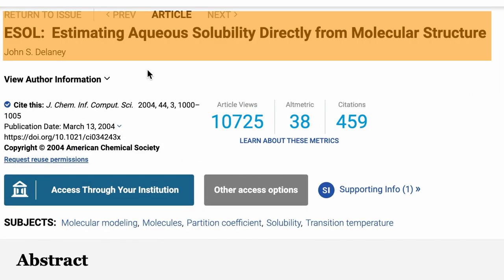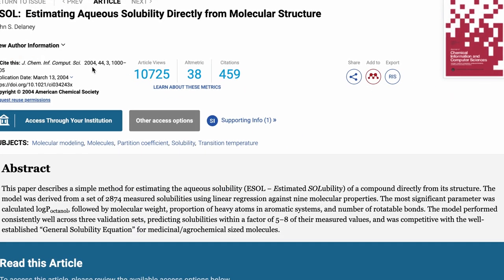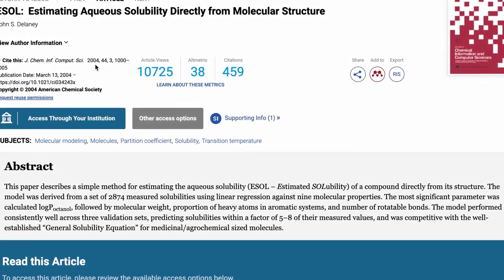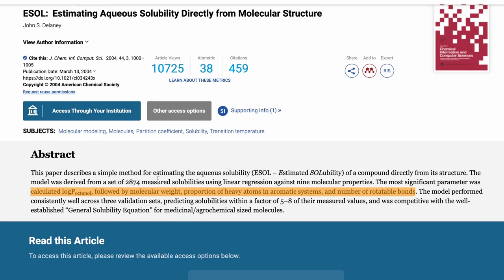John S. Delaney in the year 2004 published a paper titled ESOL: Estimating Aqueous Solubility Directly from Molecular Structure. In this paper, he predicted the aqueous solubilities of organic compounds directly from their structure. He used physicochemical and topological descriptors such as calculated logP, molecular weight, proportion of heavy atoms in aromatic systems, and number of rotatable bonds for predicting the solubilities.